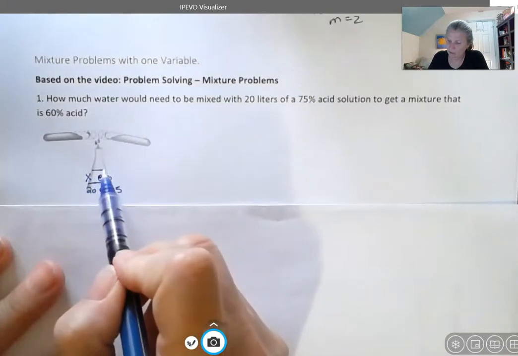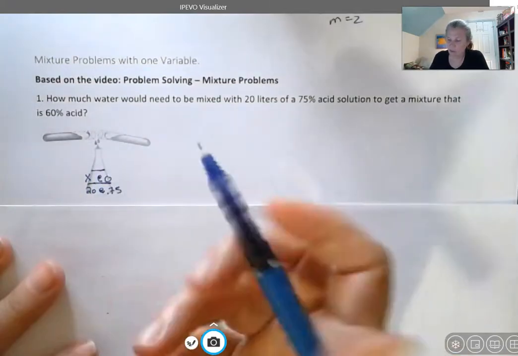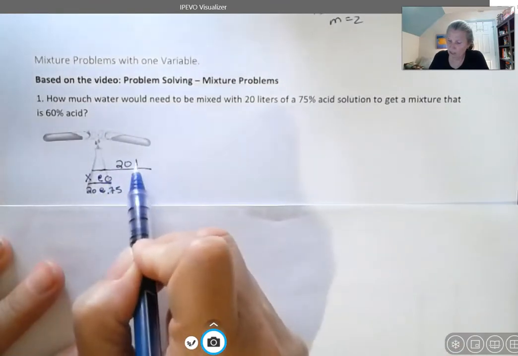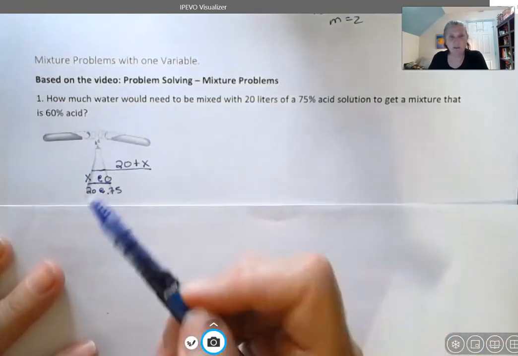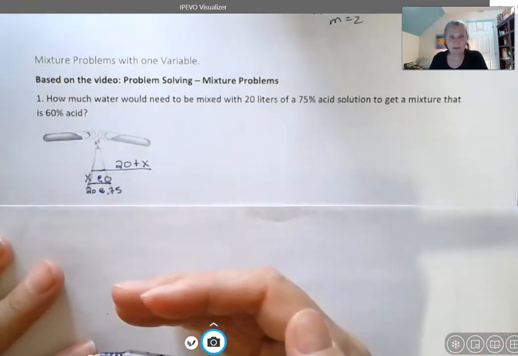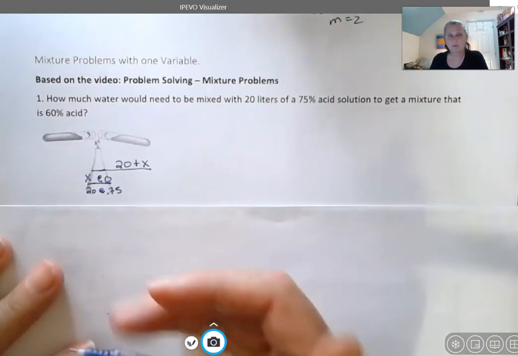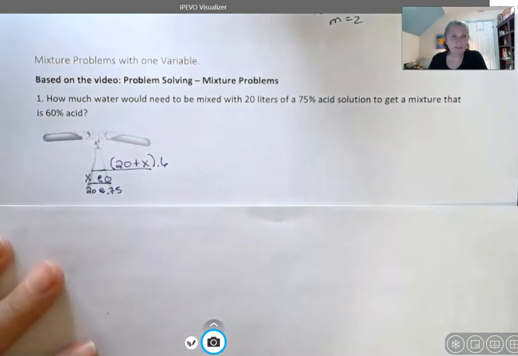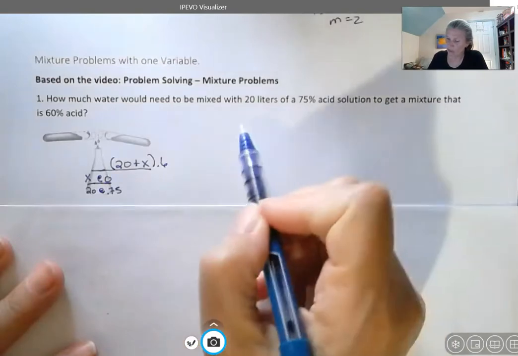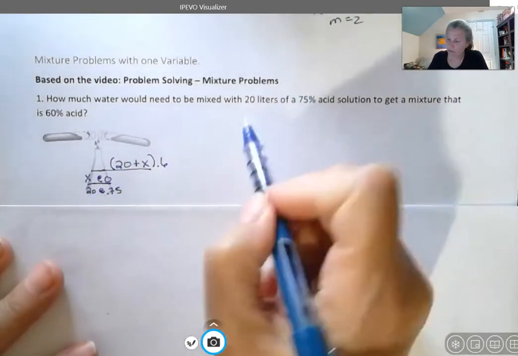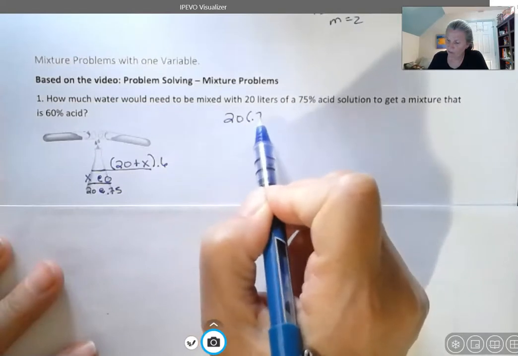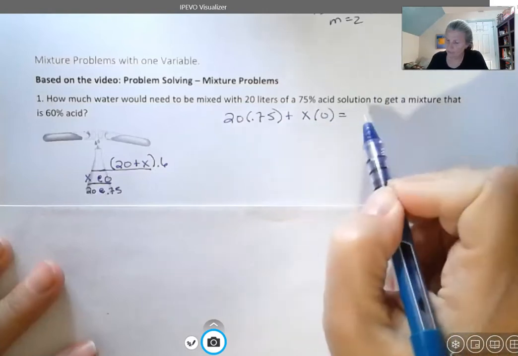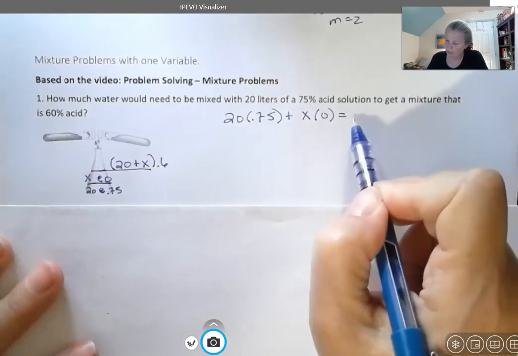And that new level is going to bring this beaker up to some amount. I don't know what it is, but I know that we put 20 liters in, and then we put X more liters in. So we have 20 plus X liters in this container, right? And we want that when we're finished, the acidity of that to be 60%. So I'm going to say times 0.6, or 60%. Everything inside the beaker goes on the left side. So I have 20 liters at 0.75, and I have X liters at 0%, and then I'm going to put the 0.6 first.